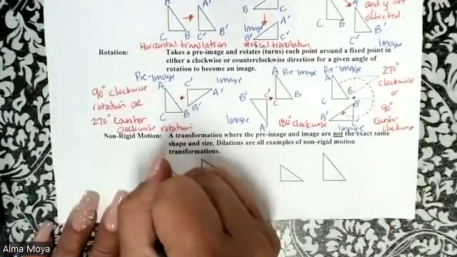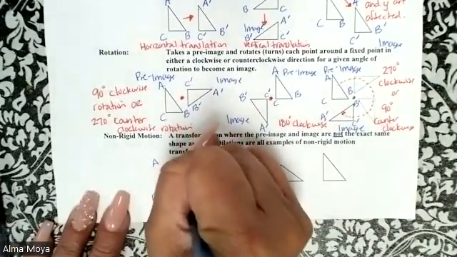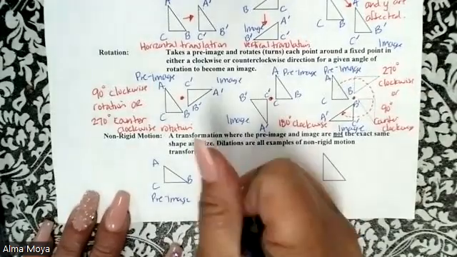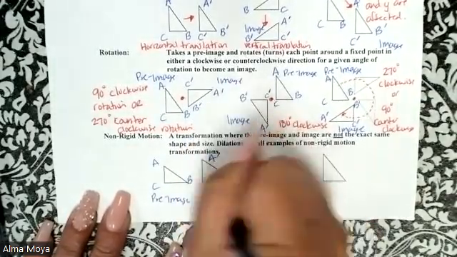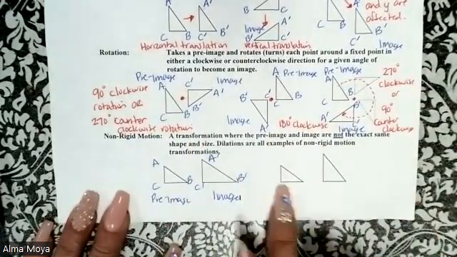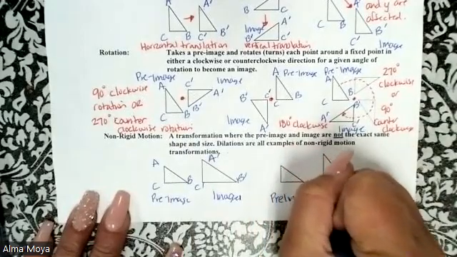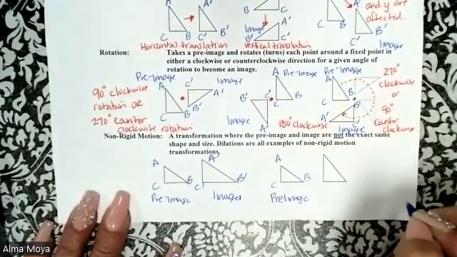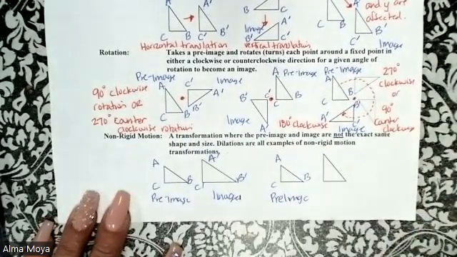So right here, if this is my pre-image, this is A, this is B, this is C, it's actually going to make it a lot larger on my image. This is A prime, B prime, C prime. Okay, this is exactly the same pre-image. I'm just making it larger. It doesn't always make it larger. It could make it smaller.